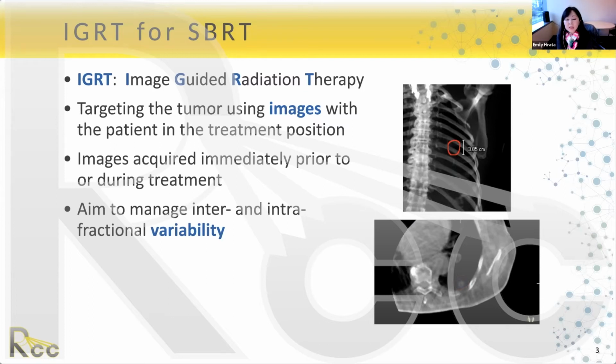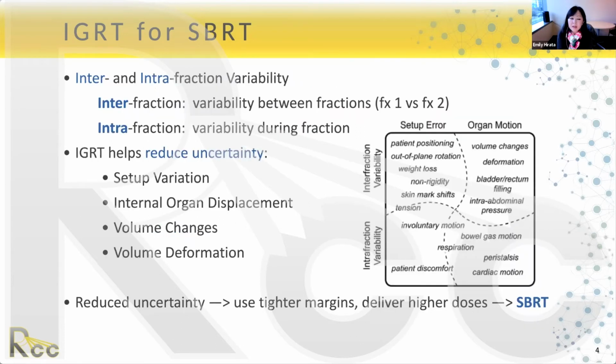And it's really allowed us to target tumors in a way that we weren't able to before with just planar film. So now we can target the tumor using 3D images with the patient in the treatment position. Those images are acquired immediately prior to and even during treatment. And this allows us to better manage inter and intrafraction variability. I'm going to talk just a little bit about the specifics of that.